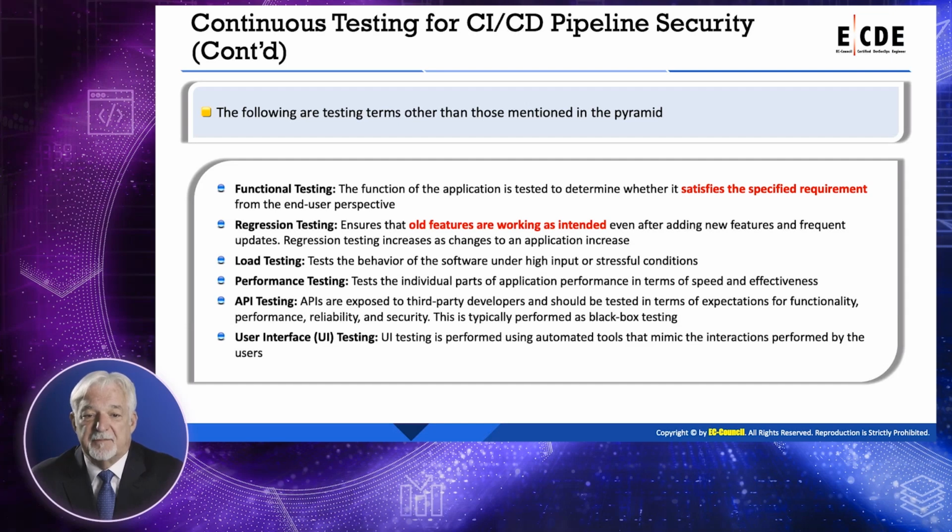API testing. The program interfaces are exposed to third-party developers typically and should be tested in terms of expectations for functionality, performance, reliability, and security. This is typically performed as black box testing. And then there's user interface testing. UI testing is performed using automated tools that mimic the actions performed by users.